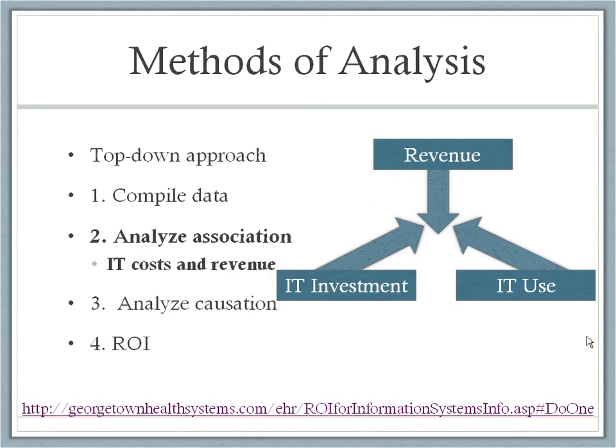To start analyzing, the association between IT costs, use, and revenue must be evaluated. Specifically, in this example, the correlations were plotted on scatter graphs to visualize the correlation. A large correlation should exist between any 2 of the variables, and if this is found to be true, the analysis can continue on to the third step.